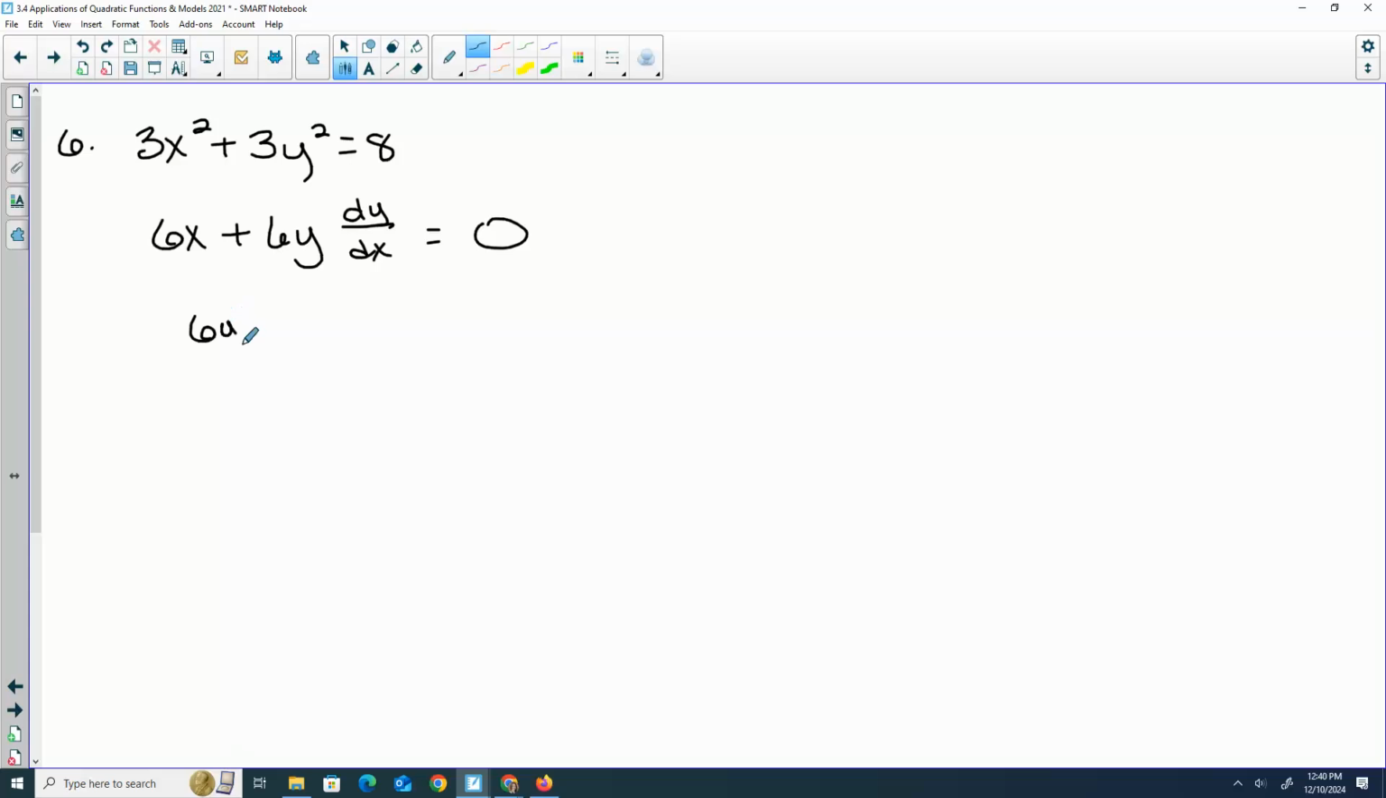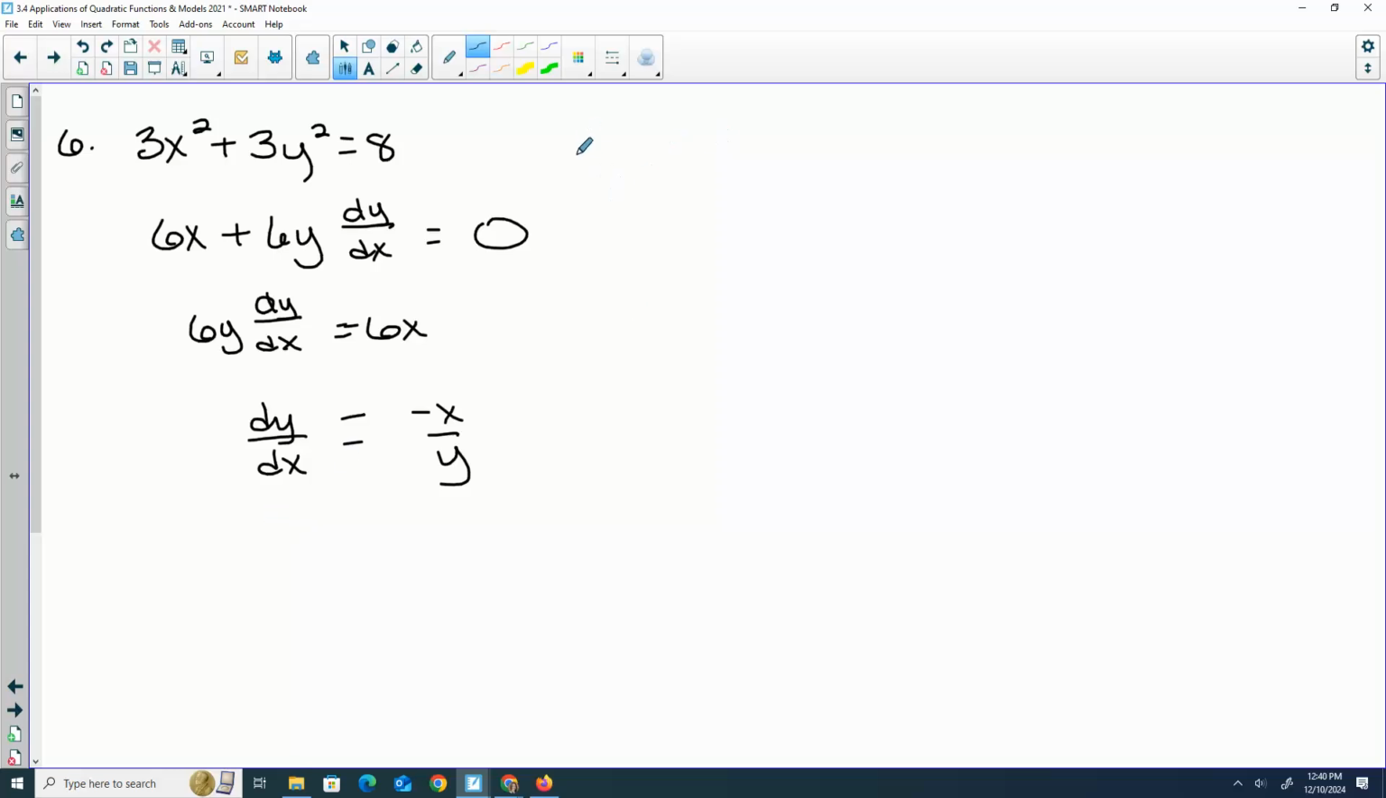So we can divide over or subtract over the 6x. And then we divide by 6y. So the 6 is canceled. So we get negative x over y. That's our first derivative. Did you guys get to that point?